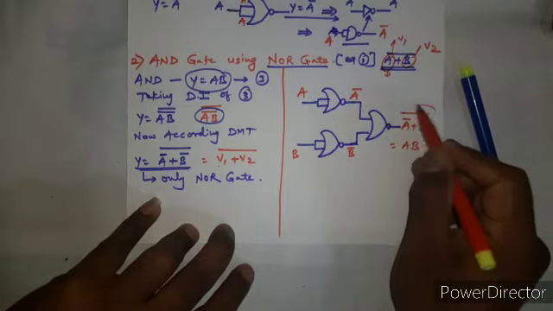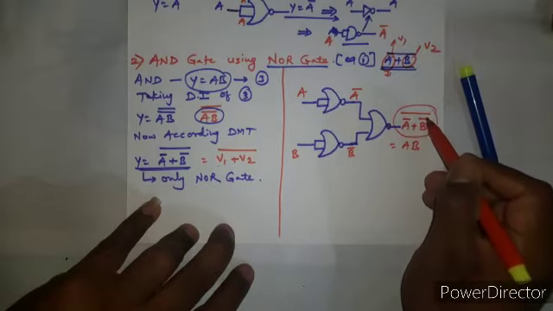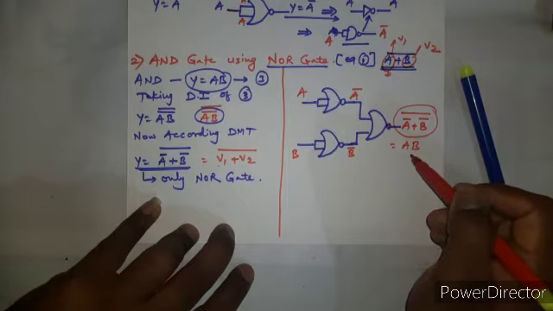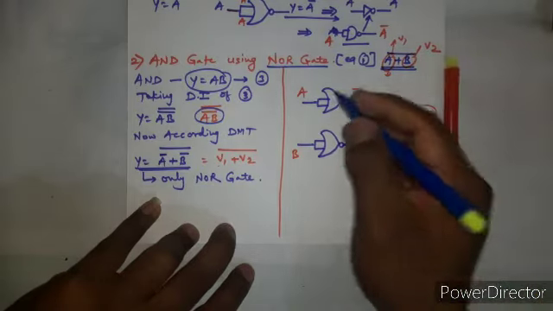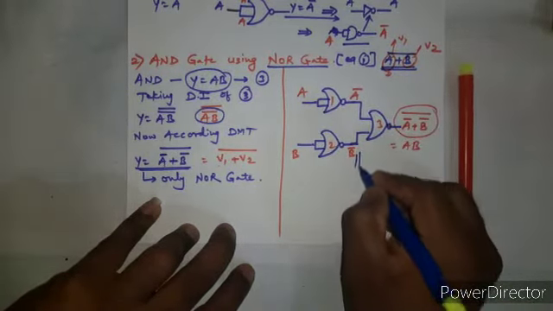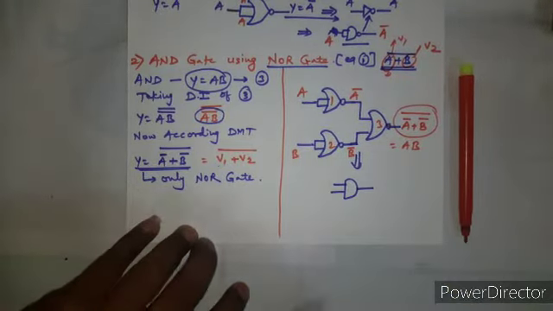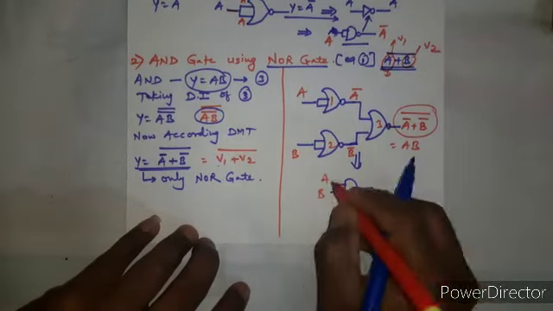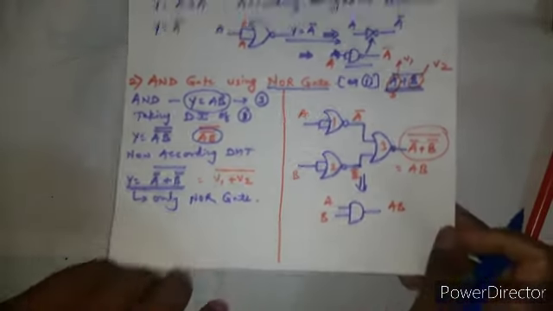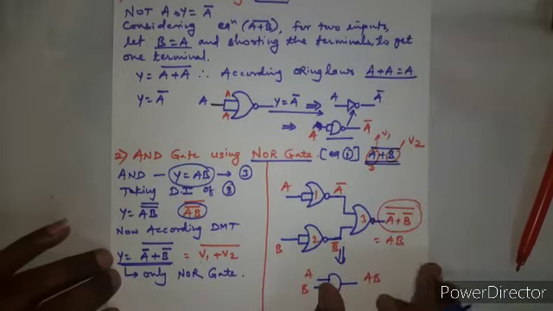Again, for this equation, if you take De Morgan's theorem, then this becomes A double bar dot B double bar, which is equal to AB. So these three NOR gates in this format are as good as one AND gate. This has A and B, and this is AB. So this is for the AND gate.